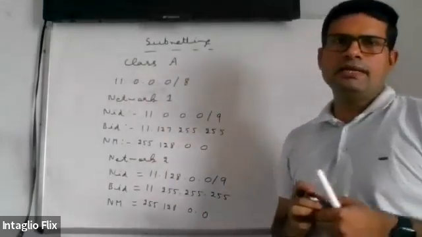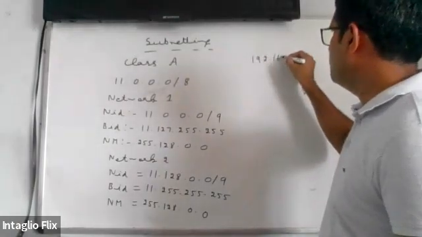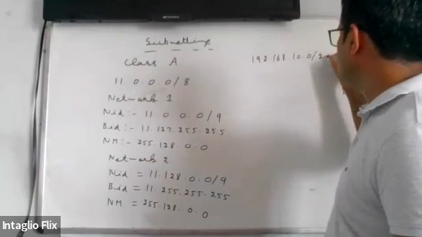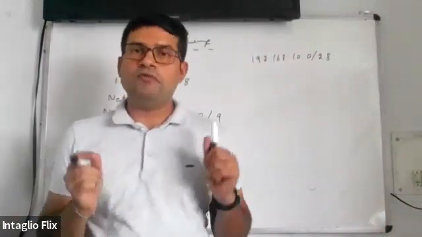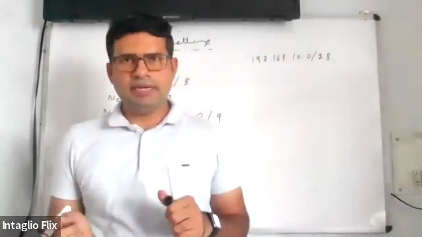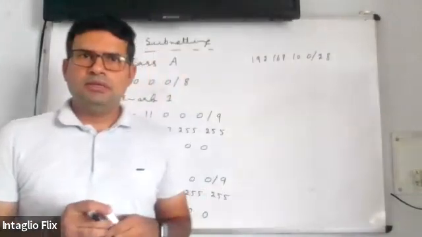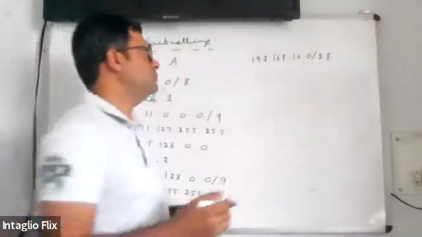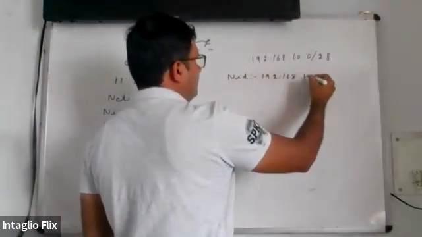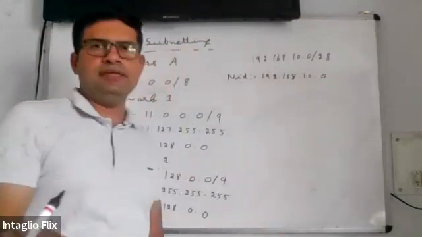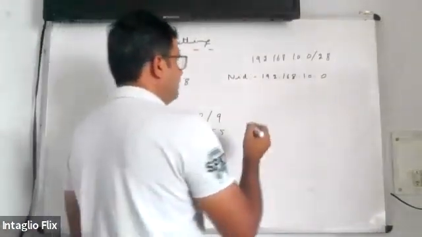Now let's suppose a network is given to you, which is 192.168.10.0/28. If this kind of network is given to you, you need to find out three things. First is the network ID, second is the broadcast ID, and the third is the total number of IP addresses in this network, right? So network ID is written in front of you. It is 192.168.10.0.